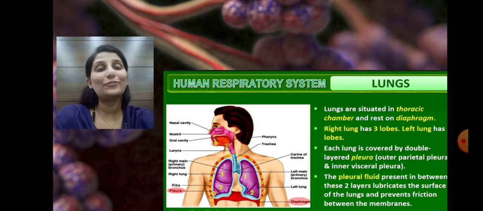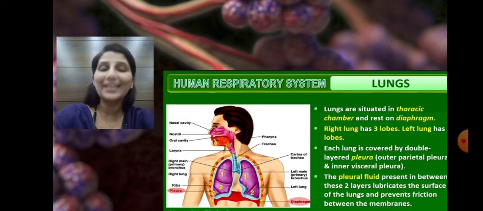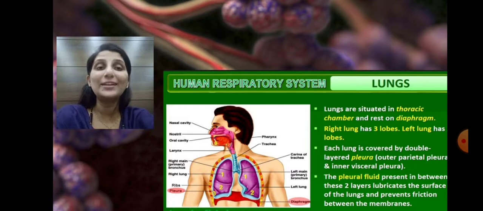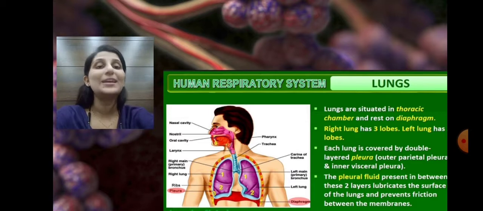We have a pair of lungs which is situated in which cavity? It is called the thoracic cavity. Very good. It is called the thoracic cavity or the chest cavity. And the pair of lungs rest on the diaphragm. You know what a diaphragm is? Diaphragm is a muscular partition which separates the thoracic chamber from the abdominal chamber. So the thorax, that is the chest part, and the abdomen are separated by means of the muscular partition called the diaphragm. So a pair of lungs rests above the diaphragm.